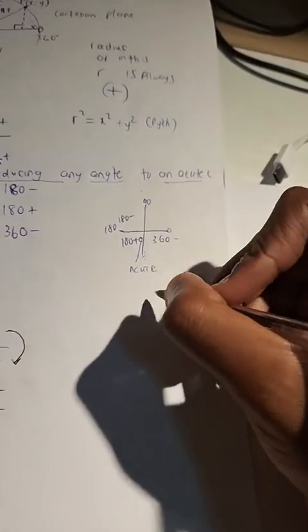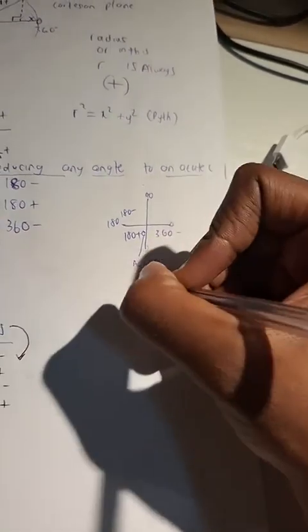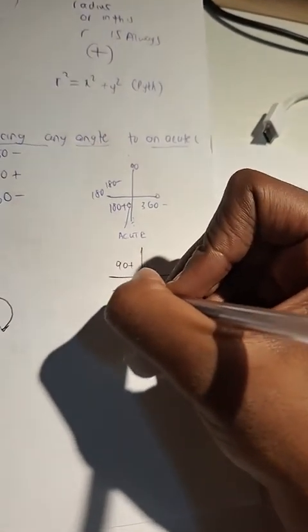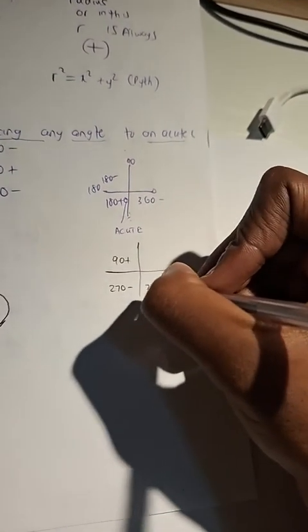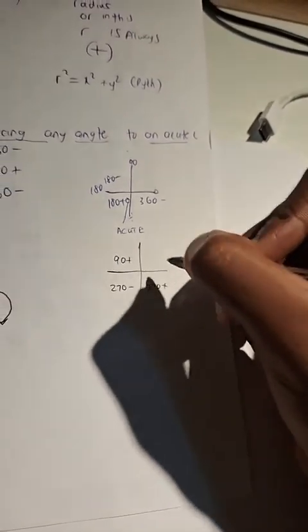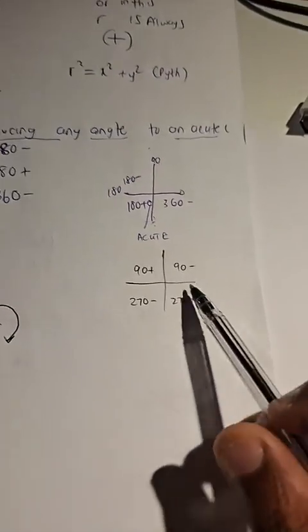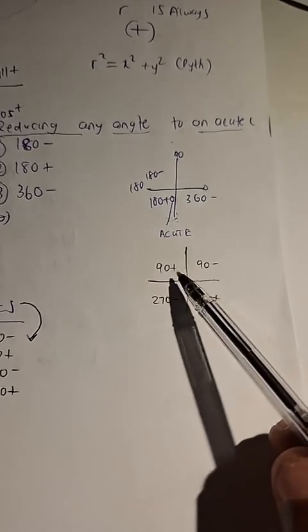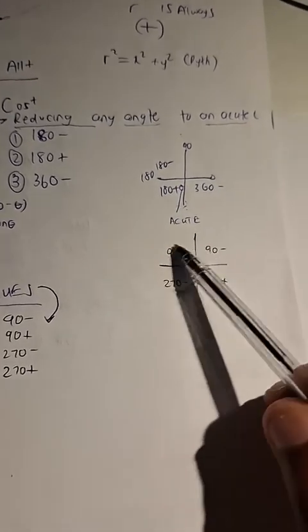So if we look at the Cartesian plane, 90 plus is in this quadrant, 270 minus is in this quadrant, 270 plus is in this quadrant, and 90 minus is in this quadrant. So these are what we refer to as reduction of a co-ratio.